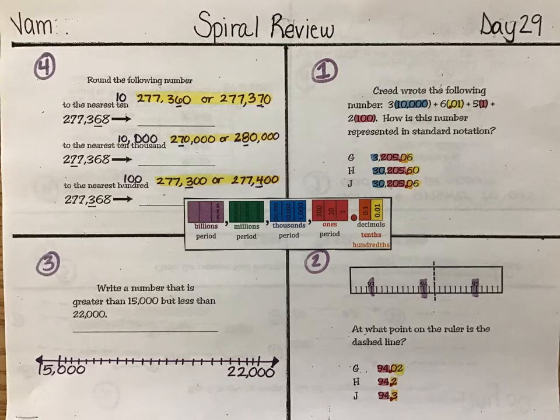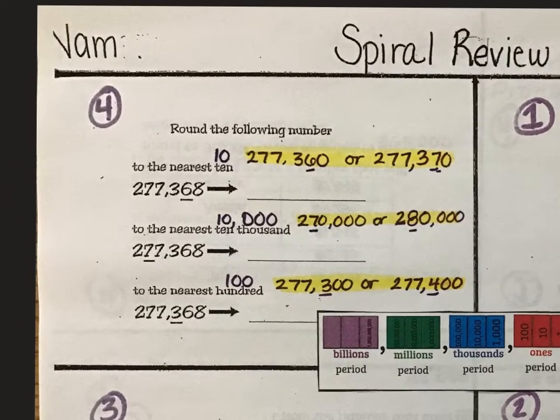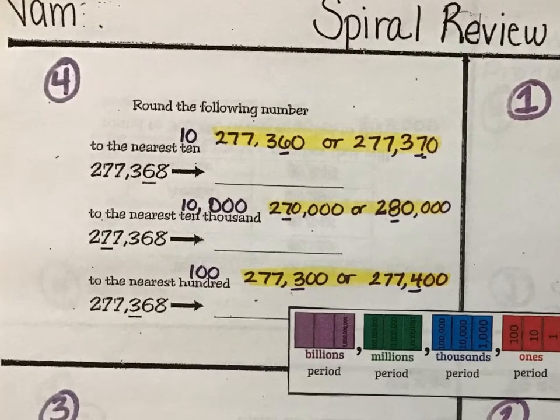Day 29. All right, we're going to start right here. I know it says number 4. You're going to round the following number, 277,368, to the nearest 10, to the nearest 10,000, and to the nearest 100.